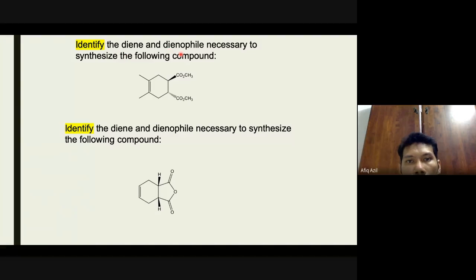Identify the diene and dienophile necessary to synthesize the following compound. This is a question for you. What kind of starting material can you use to form this product? And also another one, these two. These are other questions for you.